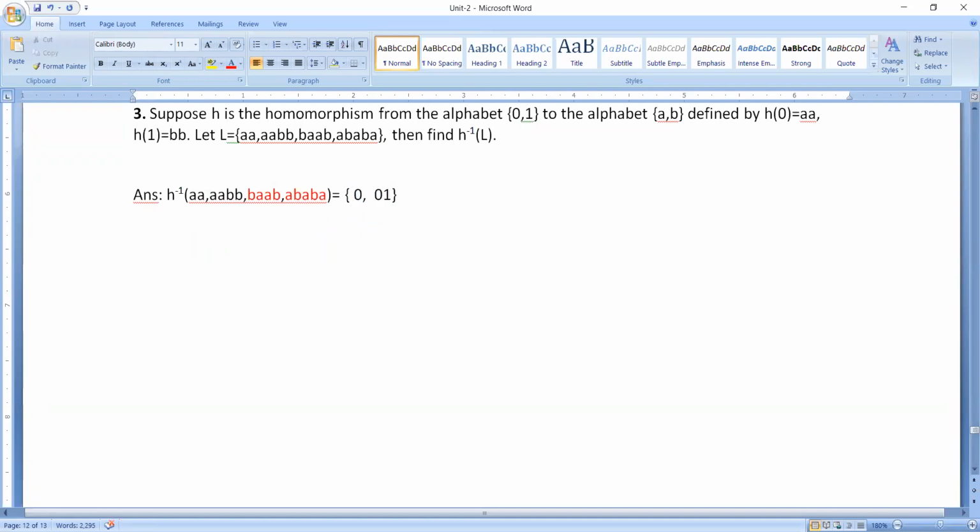Okay, now just apply the inverse homomorphism on this one. We try to apply homomorphism on this one.